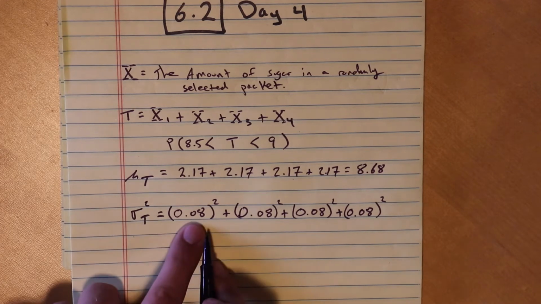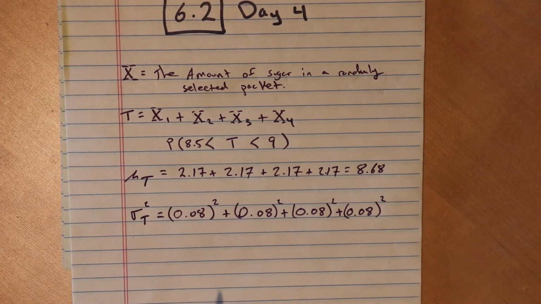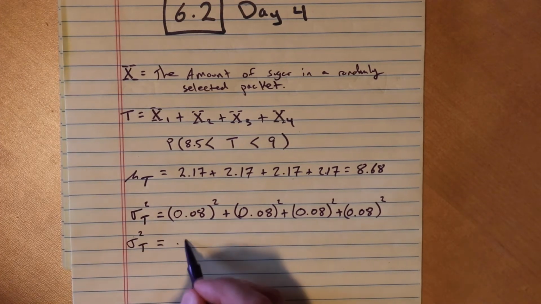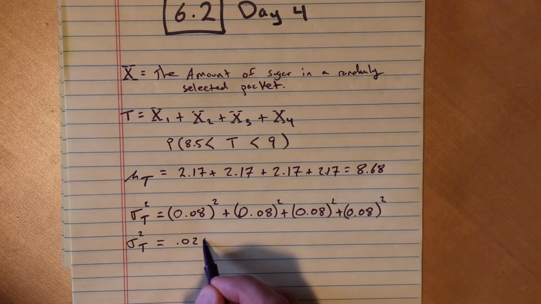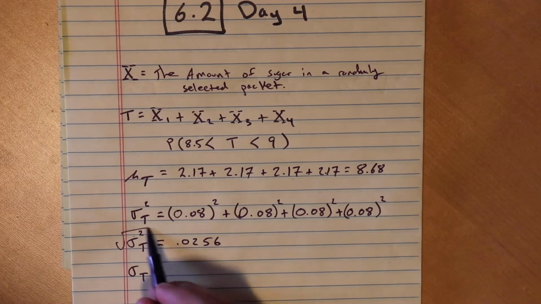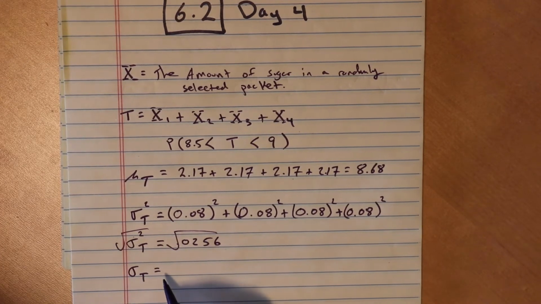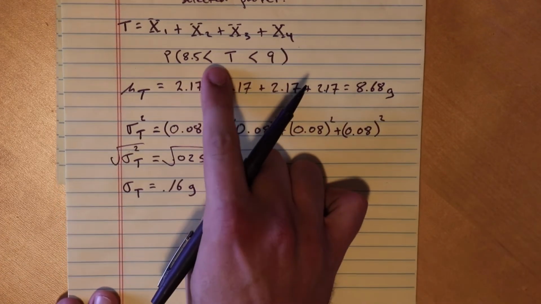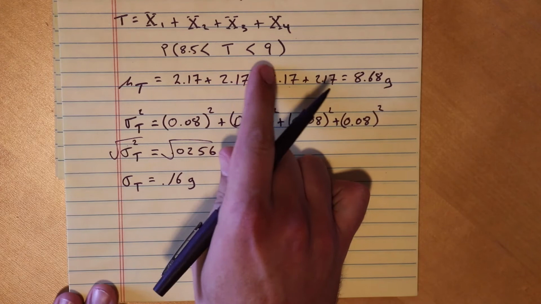So the variance is the sum of the variances, and the variance is the squared standard deviation. So we get a variance for this total of 0.0256, which means that the standard deviation, after we square root, is 0.16 grams. So we are trying to find the probability that it's between 8.5 and 9.